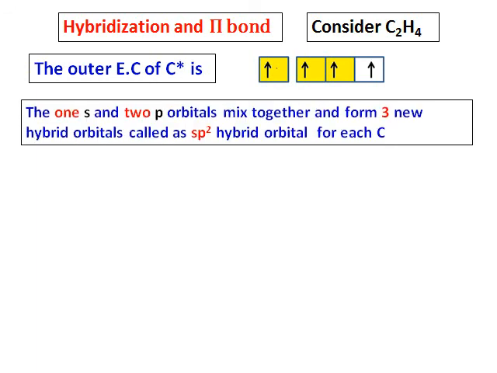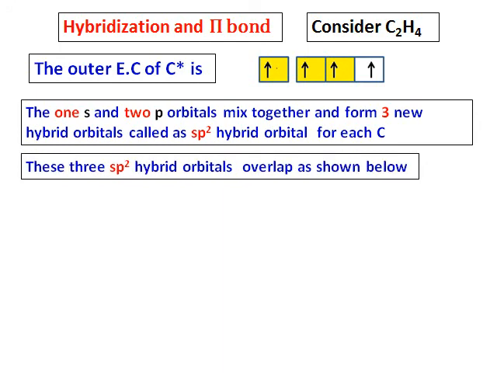Now what happens in this case is that the 2s and the 2p orbitals mix together and form 3 new hybrid orbitals, and we call them sp2 hybrid orbitals for each carbon. There are 2 carbons here, each one gets this. You notice that I have left out one p orbital; only one s and 2 p's combined, and that results in 3 sp2 hybrid orbitals. This is different from the previous case, where we had sp3.